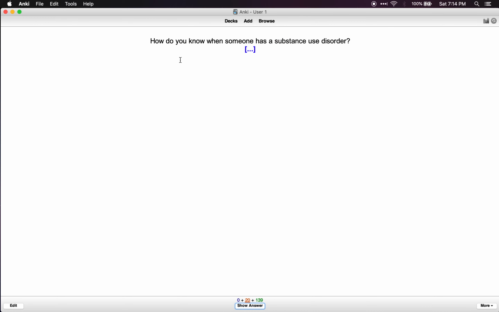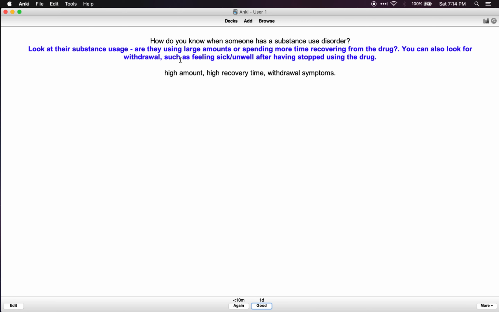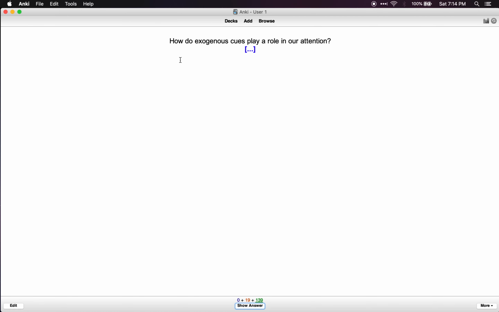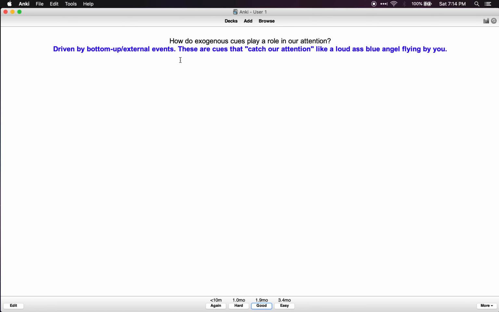How do you know when someone has a substance use disorder? You look at their withdrawal symptoms, their high substance use, and their recovery time. High recovery time, high substance use, and withdrawal symptoms. How do exogenous cues play a role in our attention? Driven by bottom-up or external events, these are cues that catch our attention, like a loud Blue Angel flying by. Driven by bottom-up processing, these are cues that catch our attention.